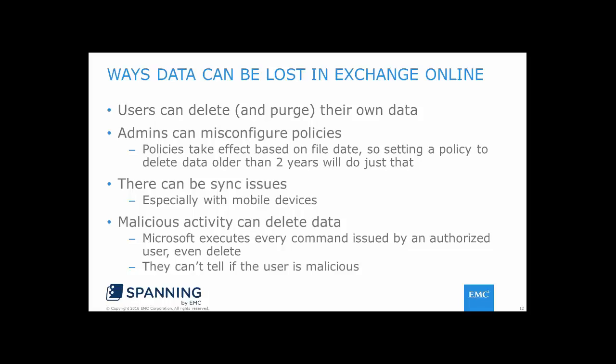Here are some of the primary ways that people lose data in Exchange Online. Users can still delete and purge email messages. And when they do that, it's gone. We're going to look at that in depth in a minute. Admins can misconfigure policies, and policies that admins configure on Office 365 take effect based on the file date. So if you tell Microsoft in Exchange Online to delete something that is older than 2 years, as soon as you apply the policy, everything that's older than 2 years will disappear. You can have sync issues, lots of sync issues with mobile devices and people trying to sync those to Exchange Online. And malicious activity can delete data.